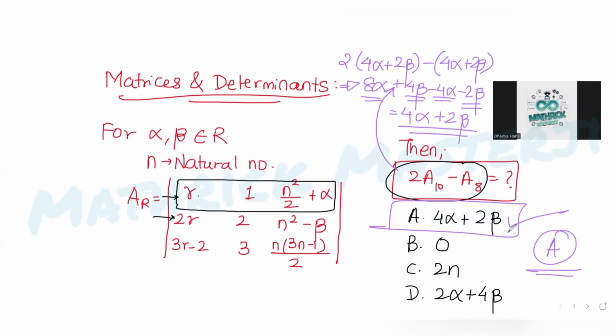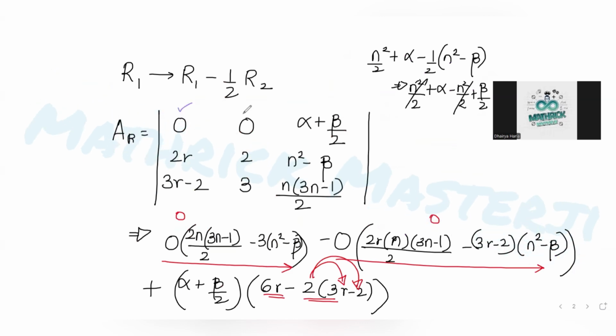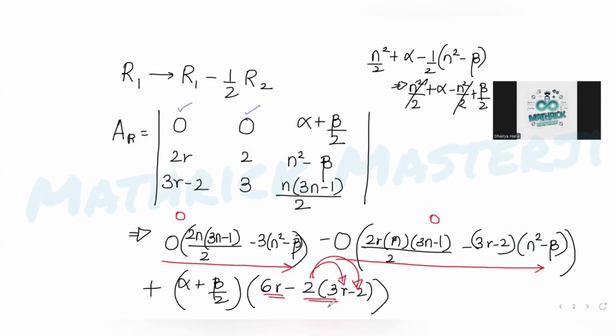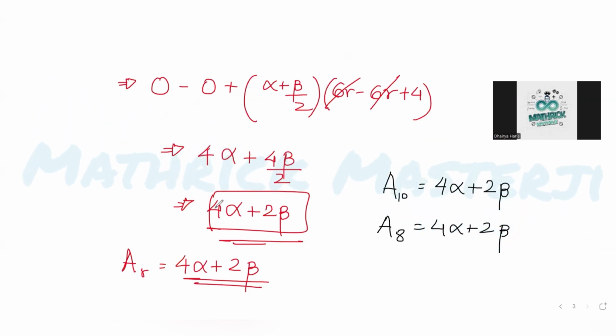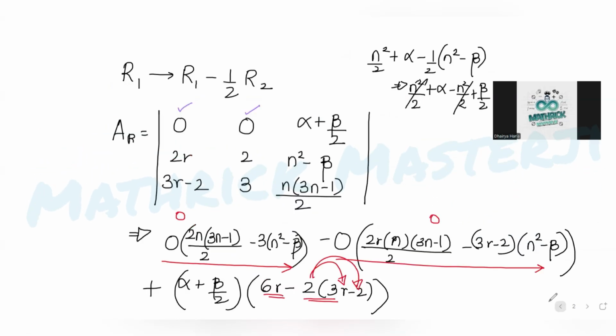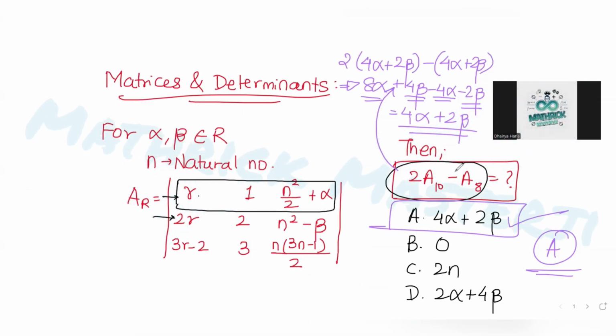I hope you have understood how to solve this type of question, which uses the concepts of determinants and row transformations. With the help of row transformation, I made two elements of the first row 0, which helped me get the determinant very easily. The determinant's value was independent of r, so A10 and A8 become the same. The question asked for 2 times A10 minus A8, and it matches answer choice A. I hope you have understood how to solve this question.